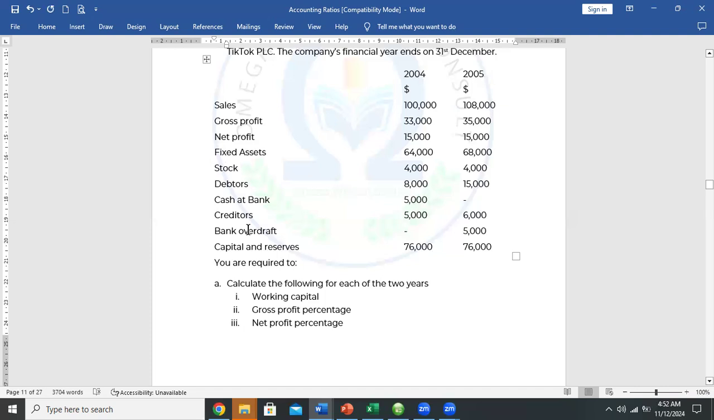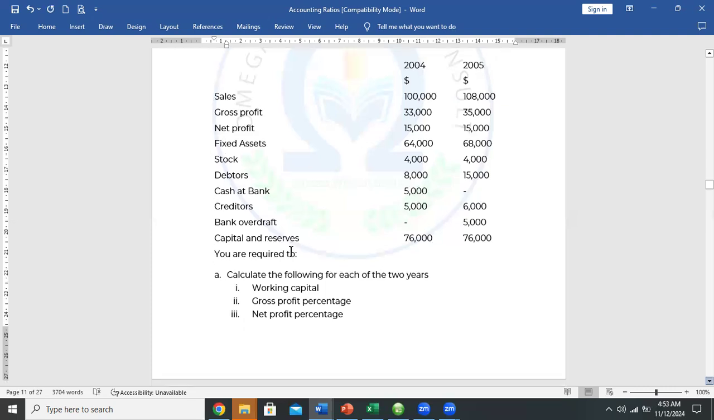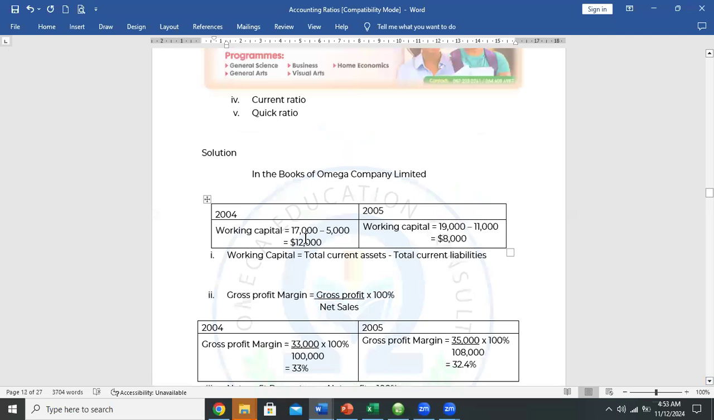Now the second was gross profit percentage, which is the same as a gross profit margin. So you just put in the formula, gross profit divided by net sales, you multiply by 100. So I think I have the solution down here. So this is how I went about it. For the working capital, I do for 2004, I do for 2005. Your working capital is your total current asset minus your total current liabilities. You pick your total current asset from the information given. Do same for the liabilities, less and know your working capital.